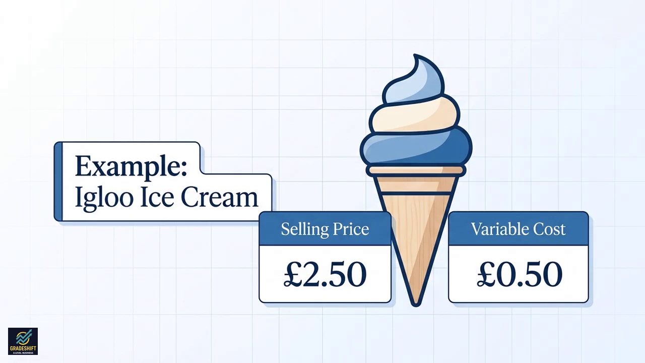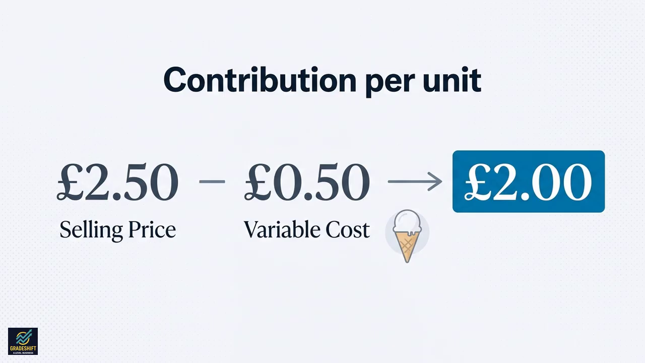Let's apply this to a worked example using Igloo ice cream. Suppose each ice cream costs 50 pence in variable costs to manufacture, and the business sells them to customers for £2 and 50 pence each. First, we calculate the contribution per unit. We take the selling price of £2.50 and subtract the variable cost of 50 pence. This leaves us with a contribution of exactly £2 per ice cream.